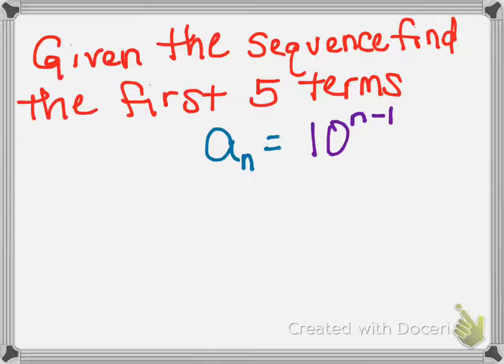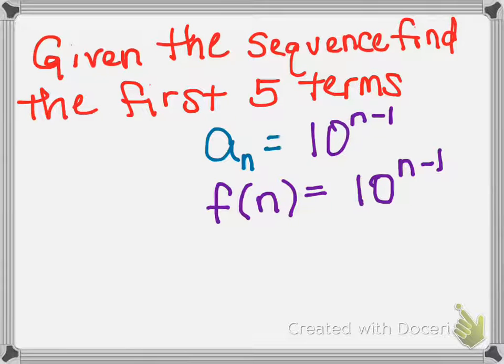In this video, we're going to talk about how to find terms in a sequence. This question says, given the sequence, find the first 5 terms. This sequence is written with A notation. You could also write the same sequence with function notation, and it would look basically the same. If we're finding the first 5 terms, we're going to plug in 1 through 5 into our sequence.